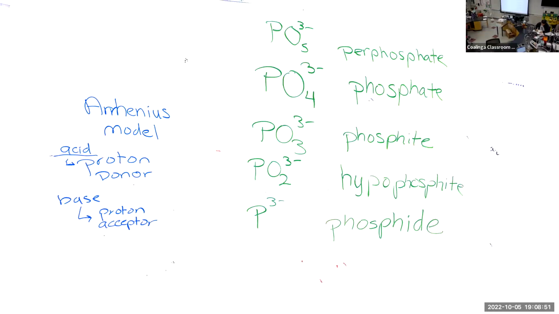Okay, so if I have H plus, hydrogen, how many protons does hydrogen have? How many electrons does hydrogen have? One. And how many neutrons does hydrogen have? That's 0. That's right.